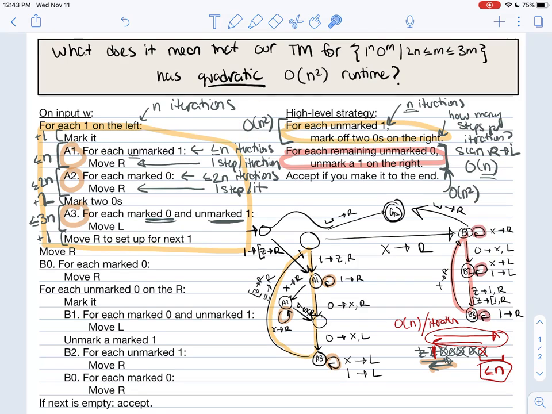So if I have two things that take O of n squared, and an additional thing that's a single time, these happen in sequence, so I'm just doubling my runtime. Doubling my runtime doesn't change its overall dependence on the size of my input, so that's how I get quadratic runtime.